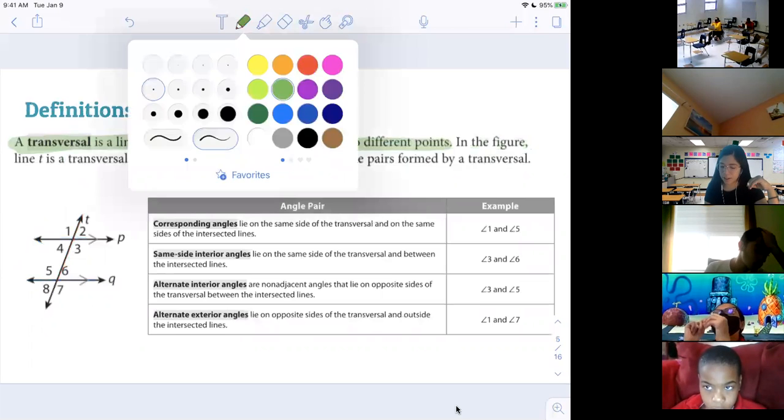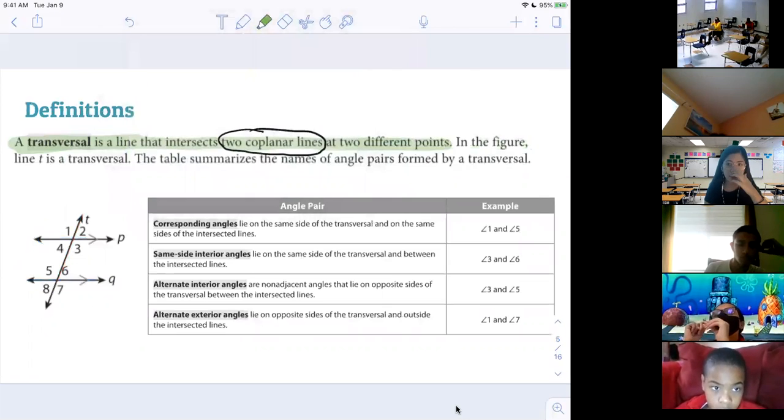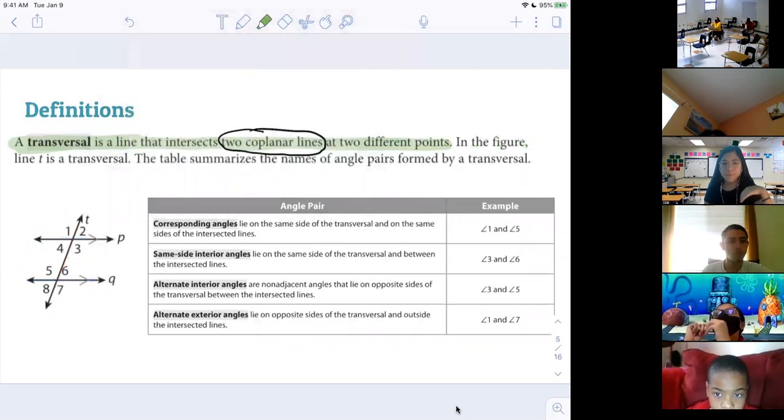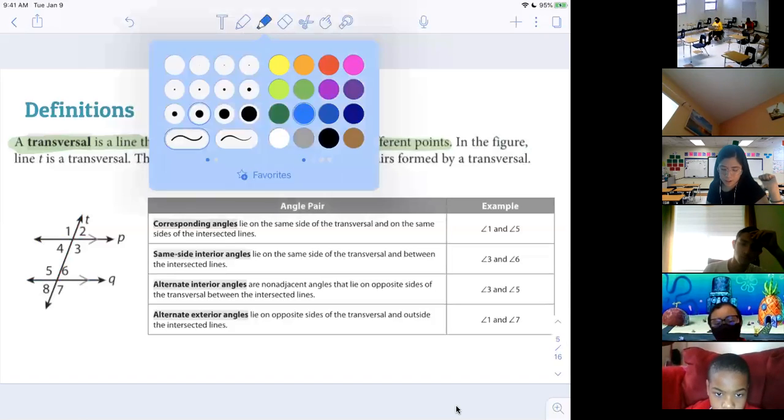So like I said before, I'll say it again. In geometry, we've got a lot of definitions that we just need to memorize. So there's no other way about it. So can I have a volunteer? Maybe somebody from home this time, because I've been hearing a lot from those in school. But can I have a volunteer from home read for us what is corresponding angles?